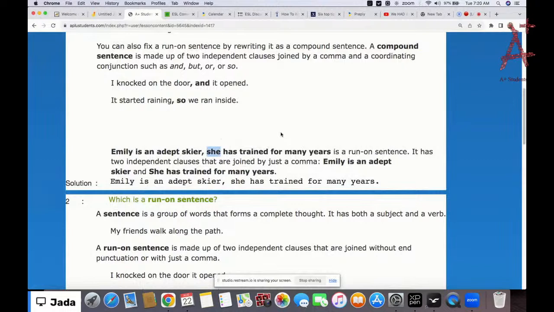So yeah, it has two independent clauses that are joined by just a comma. Just a comma is not okay because you have two independent clauses. It's either you remove the comma and put a period, or you add a conjunction to that. So Emily is an ardent skier and she's trained for many years. So we have a coordinating conjunction.